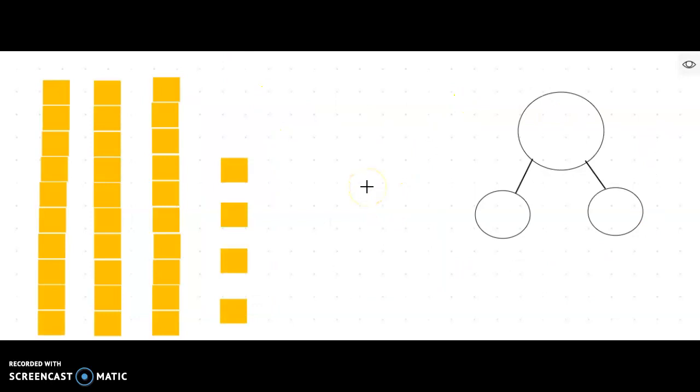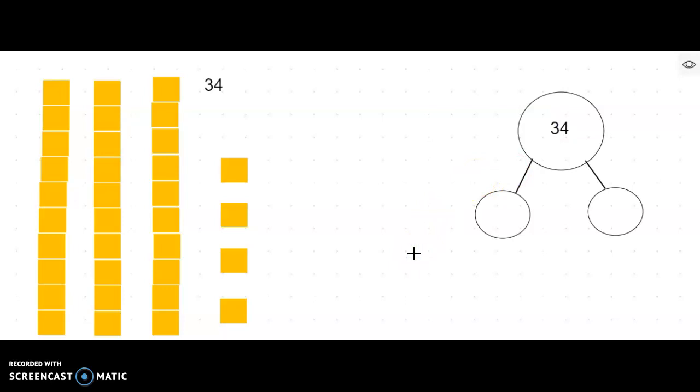Here's another example of what I mean. Before I start, can you tell me what number this picture represents? Yep, this number is 34. My whole number, tens and ones put together, is 34. So I'm putting that in the whole part of my number bond.